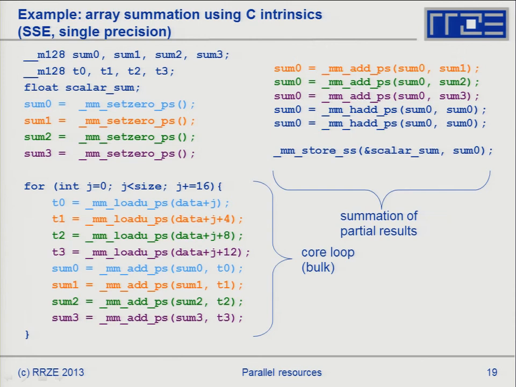And of course, at the end of the loop, since we've done 16-way unrolling, we have 16 partial sums that now have to be added up. It's your responsibility here. The compiler doesn't help you there. So this is the standard code to add these. I will not go into details here. Okay, you can copy this from the Intel documentation. And at the end, we store the final result, sum0, into the scalar sum variable. That's it.